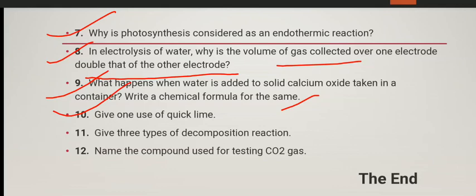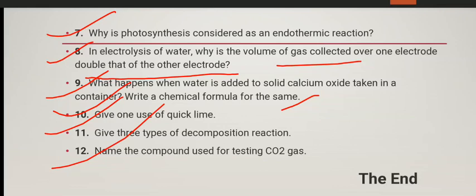Give 3 types of decomposition reaction. That also we discussed. There are 3 types of decomposition reactions: thermal decomposition, photolytic decomposition, and electrolytic decomposition. Thermolysis, photolysis and electrolysis. These 3 types of chemical reactions are known as decomposition reactions. Now, last question is, name the compound used for testing CO2 gas. Which compound do we use for testing carbon dioxide gas? That we will write down.